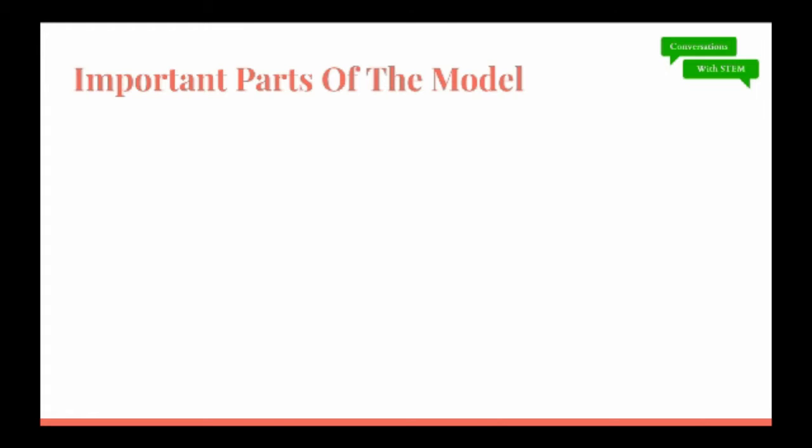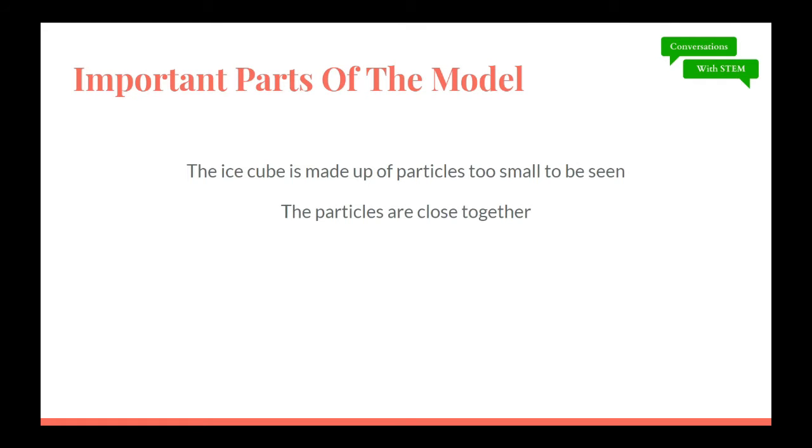First, we need to determine what the important parts of the model are. For this model, we want to show that the ice cube is made up of particles too small to be seen, the particles are close together, and the particles are moving a very small amount. If you or your child struggle to develop a model, determining the important parts to represent can help focus the idea being shown. For this model, we don't really care about what the ice cube is in or the surface the ice cube is sitting on, so we can get rid of all of that in our representation.